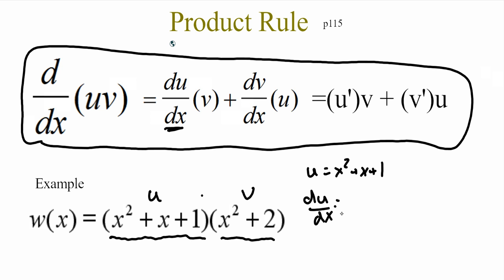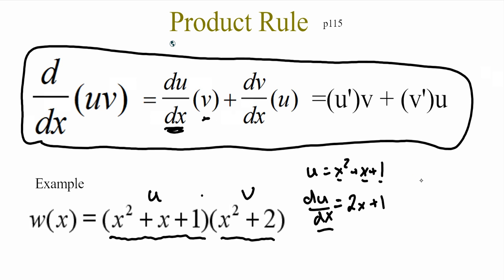We're going to take the derivative of that, which is going to equal, using the power rule, the derivative of x squared, which is 2x, plus the derivative of x, which is 1. And the derivative of 1 would be 0, so that's what I have there. All right, so that would be our u and du. And so when you have this, you're going to take the derivative of u, so that's our du dx, times our v.